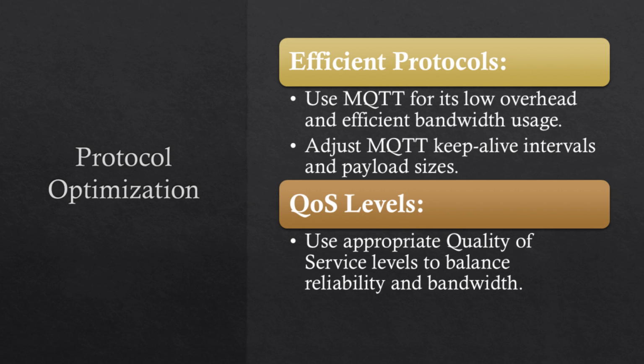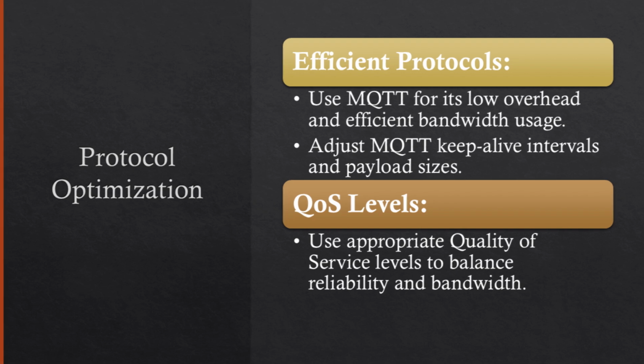Quality of service (QoS) levels. MQTT offers different QoS levels to balance reliability and bandwidth. QoS 0, at most once, delivery, suitable for non-critical data where minimal bandwidth usage is preferred. QoS 1, at least once, delivery, ensuring that messages are received but potentially duplicated. QoS 2, exactly once, delivery, the highest level of reliability used for critical data. We select appropriate QoS levels based on the importance of the data, maintaining a balance between transmission reliability and efficient bandwidth utilization.